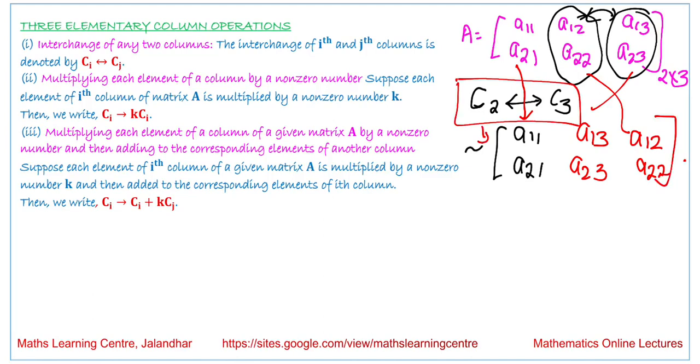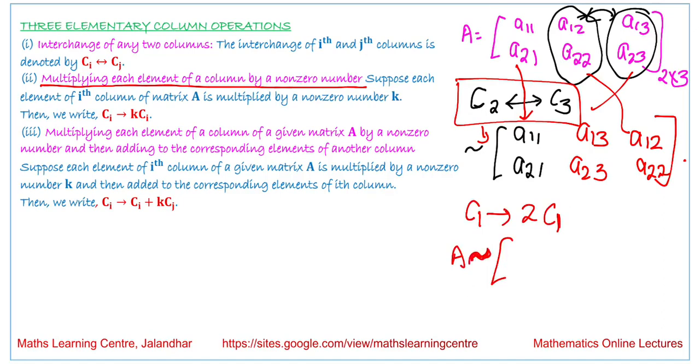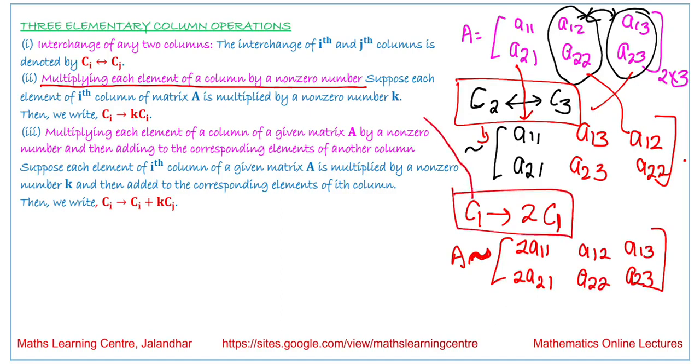Next is multiplying each element of a column by a non-zero number. Suppose we write C1 approaches 2 times C1. So the matrix A will be equivalent to, we are not writing equal to, we are writing equivalent to, 2 times A11, 2 times A21, then A12, A13, then A22, A23. So this is the second elementary operation we are talking about.